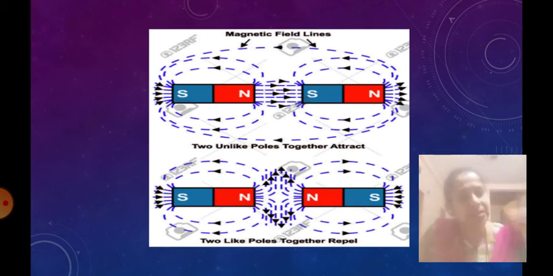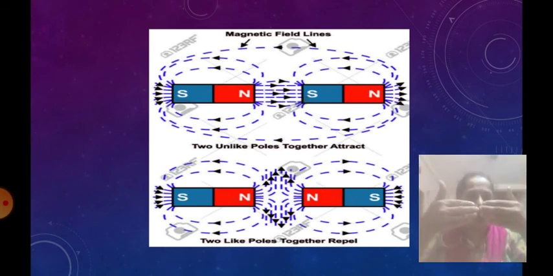Just now you have learned that the magnetic field lines move from north to south. So in the first picture, the magnetic field lines are moving from north to south in one magnet, and when the second magnet is brought near it, the magnetic field lines are joining. Can you see? North to south they are moving. That means they are coming together, and because of this there is attraction between the unlike poles of the magnet.